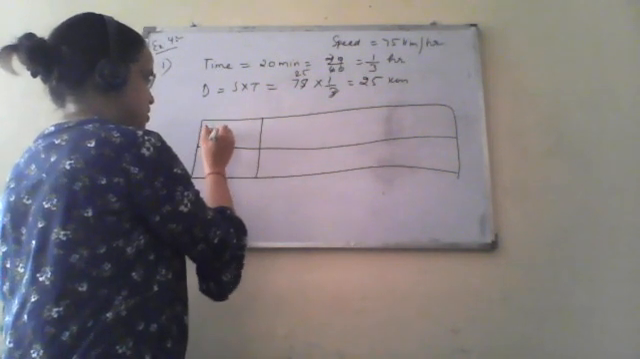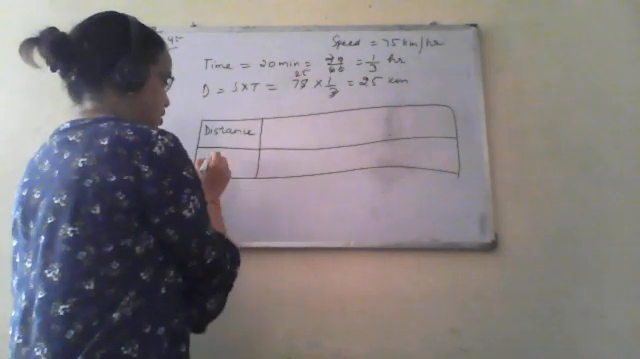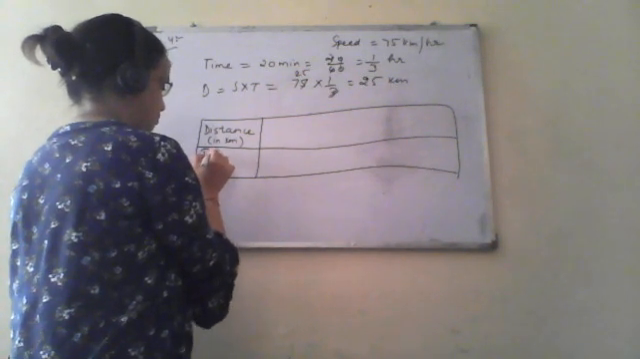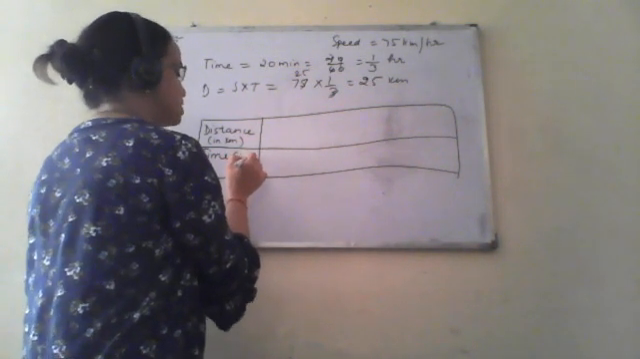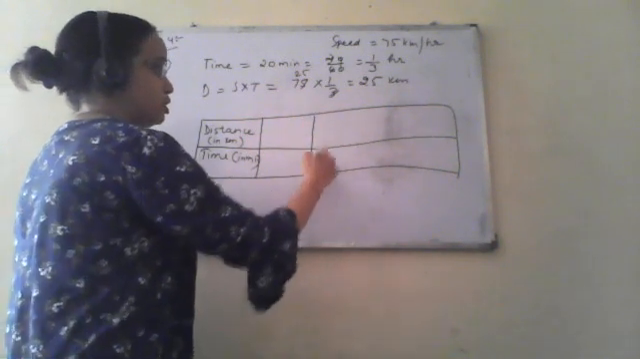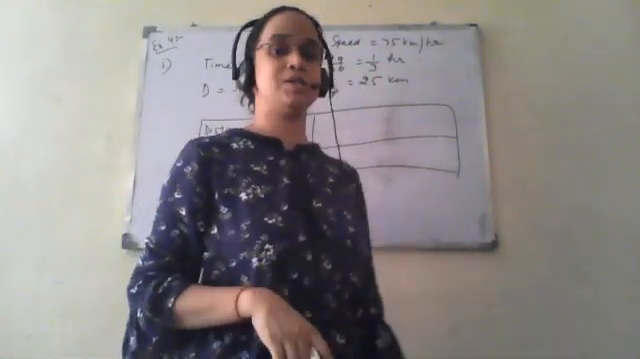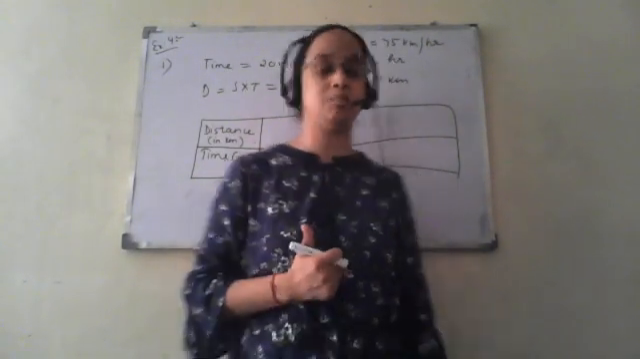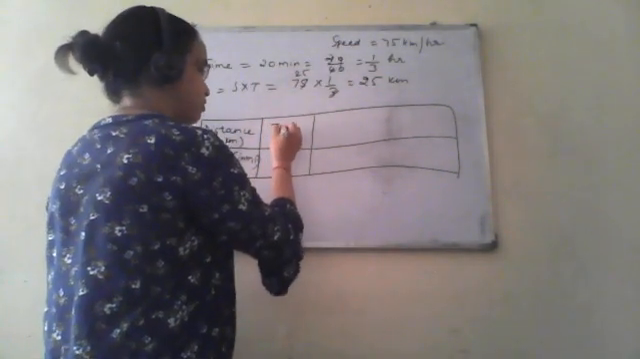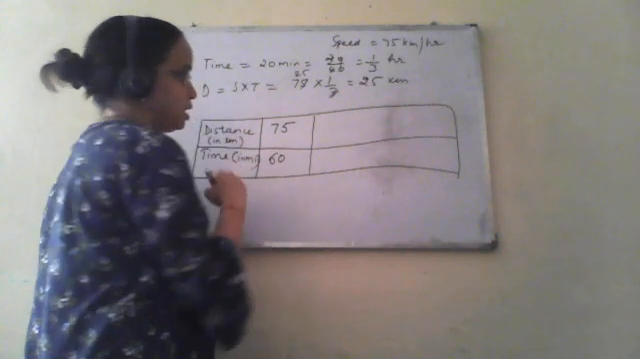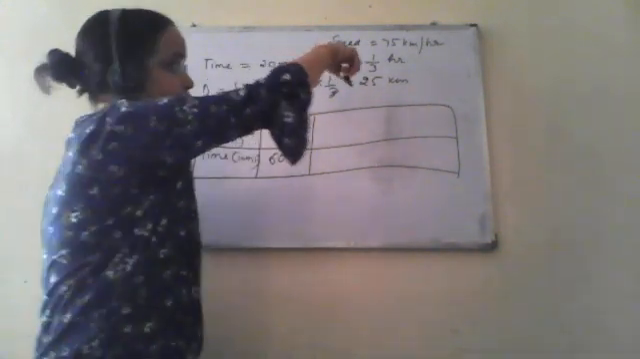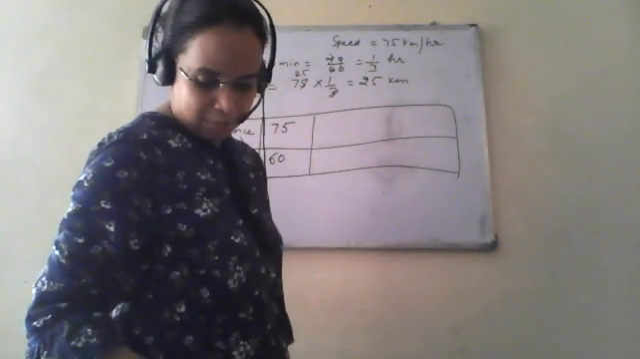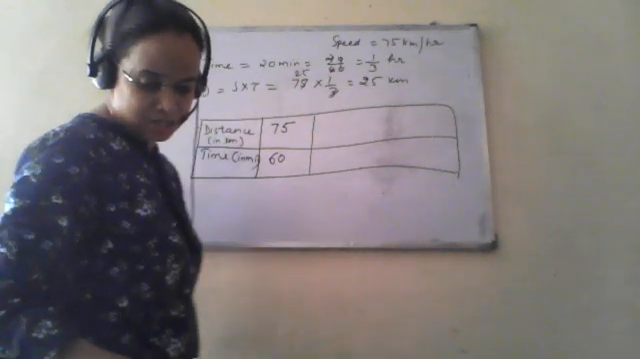So first we have distance in kilometers and we have time in minutes. The speed was given as 75 kilometers in 1 hour. That means it covers 75 kilometers in 1 hour, or we can say 75 kilometers in 60 minutes. So in the first case distance is 75 kilometers and time is 60 minutes. What we have calculated by the unitary method, we can also calculate by the direct proportion method. First, what they asked: how far it travels in 20 minutes.